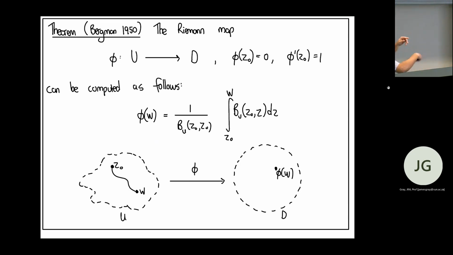If there were holes, then we would have problems, right? The integrand is just the Bergman kernel evaluated at Z0, comma Z. So I integrate along this path. I think that's really cool. So that's an indication that Bergman kernels are cool, because it gives you an explicit formula for the Riemann map.